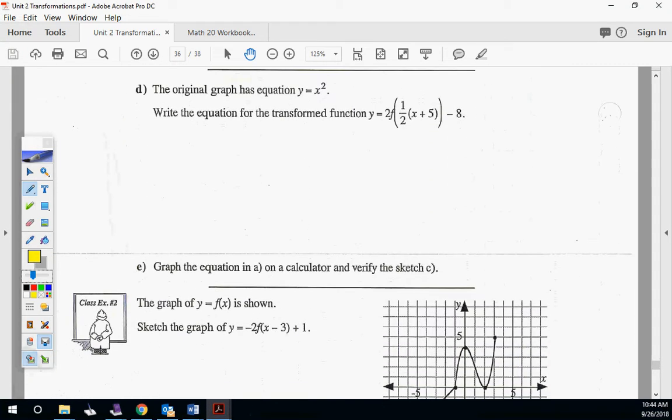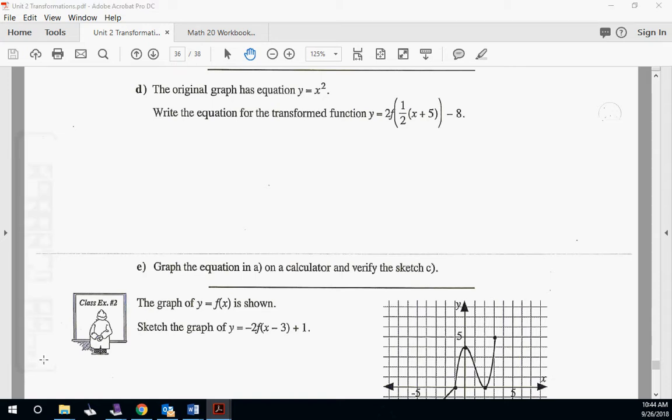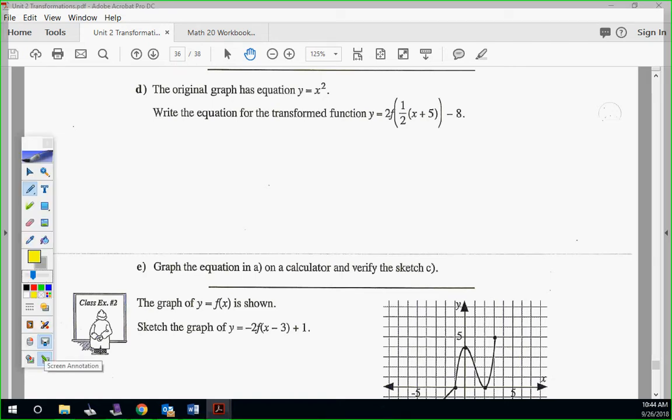The original graph of y equals x squared. So that was the original graph of it. So we just want to talk about, well, if this is all the stuff that happened to it, what's that function now? So what's that look like now in terms of the function, not the picture? Okay, so write the equation for the transformed function y equals 2f of 1/2 x plus 5 minus 8. Okay, so what should we do first?